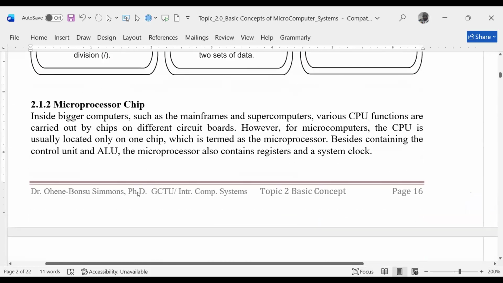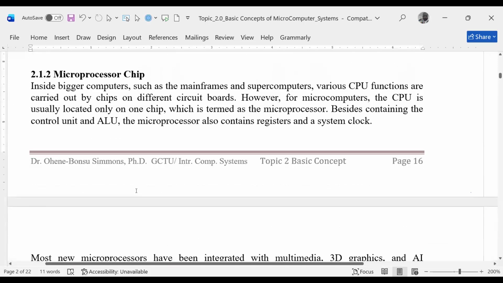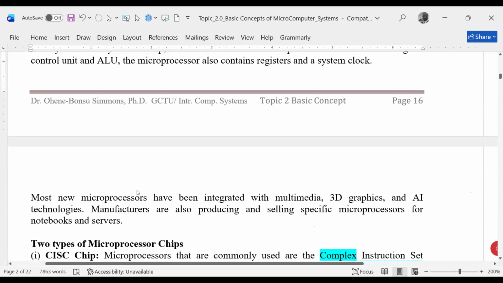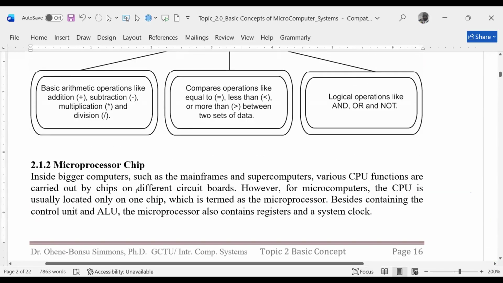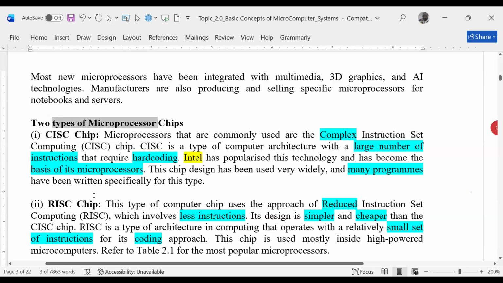The next is microprocessor. Now we have understood the microprocessor. We have two techniques or two types of microprocessor chips. So I'm starting from here. The two types are, one is called CISC, which means complex instruction set computing, and another RISC, reduced instruction set computing. This means before any manufacturer or developer will come out with a computer-related product, you need to consider these two types of architecture.